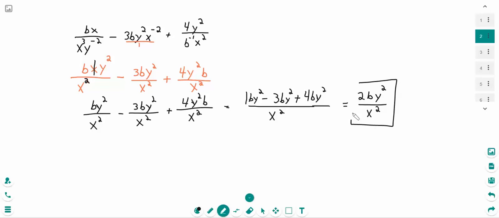And that is as simplified as we can get it. But look how cool that is. So we've taken these three rather noisy and messy terms, and we found that we were able to combine them and make them into one much nicer term here, just by simplifying.